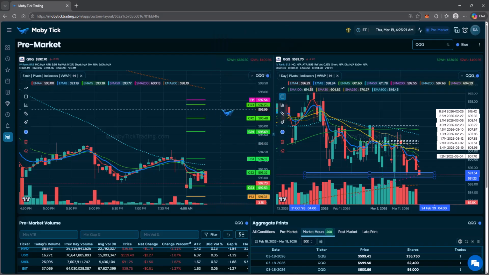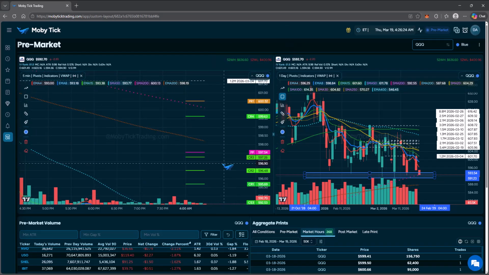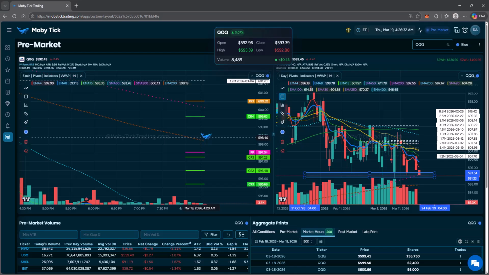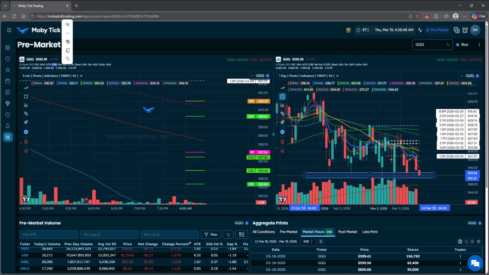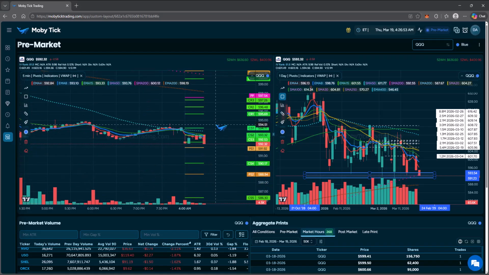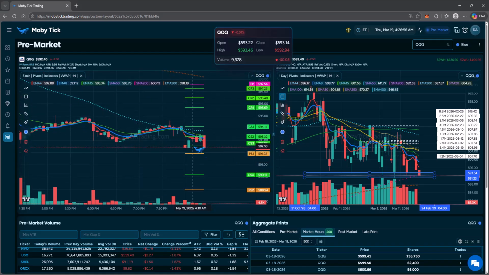So 599.63, 652 is R1. Oh, 600, yeah, 652. And so this, my 200 simple, 200 exponential, they're quite wide as well. And so just be careful here. This might be the end of the road, but we can maybe get up to 600. That's an 8-point move there. The Qs have been a little bit more volatile than the SPY. The SPY was just over $9. The Qs are 10. Okay, so on the downside, we're going to be bearish below 591.75.